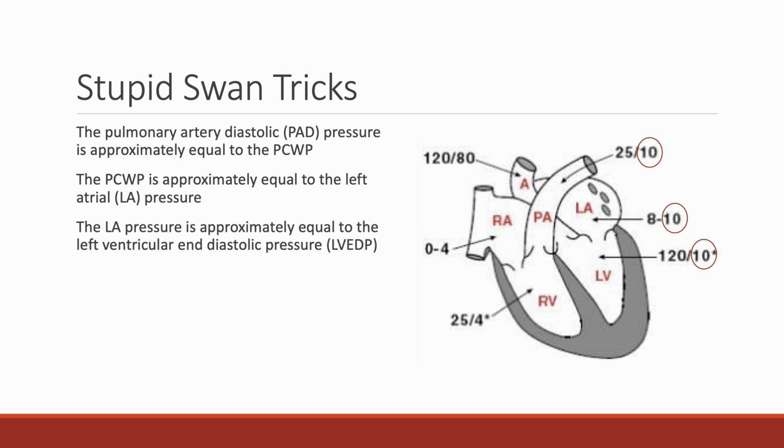Remember when we talked about preload? That's how we get the preload. We put a Swan in, we look at the pulmonary capillary wedge pressure, and we can see what the pressure is in the left ventricle at the end of diastole. That's really cool. That is very useful information because that tells us about a patient's volume status like nothing else can.